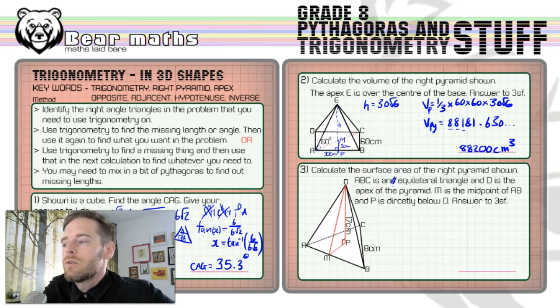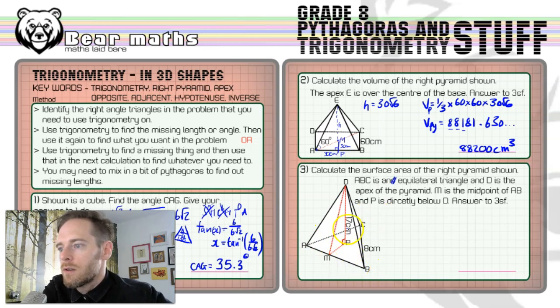I always read these, and I do make these mistakes, and I am so sorry for that, but I just keep missing them. Anyway, ABC is an equilateral triangle, and D is the apex of the pyramid. So that means that point P here is directly below D, which is also written there, so D is the apex of the pyramid. M is the midpoint of AB. Answer to 3 significant figures.